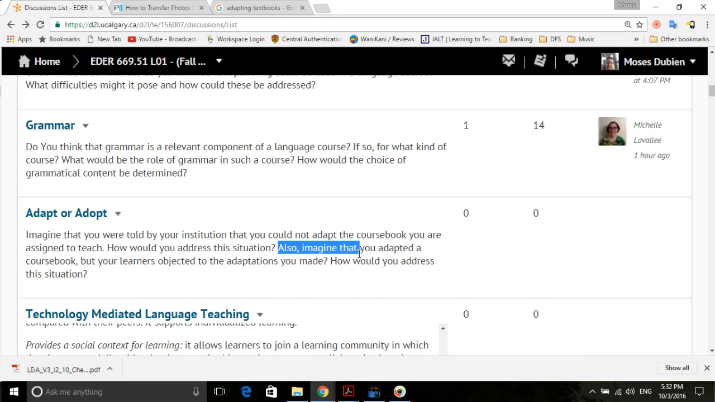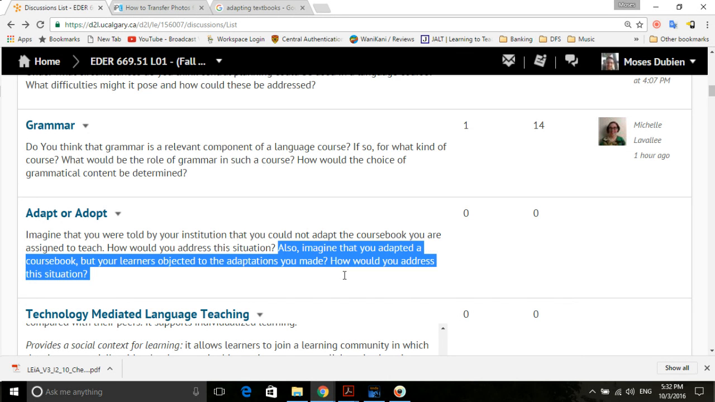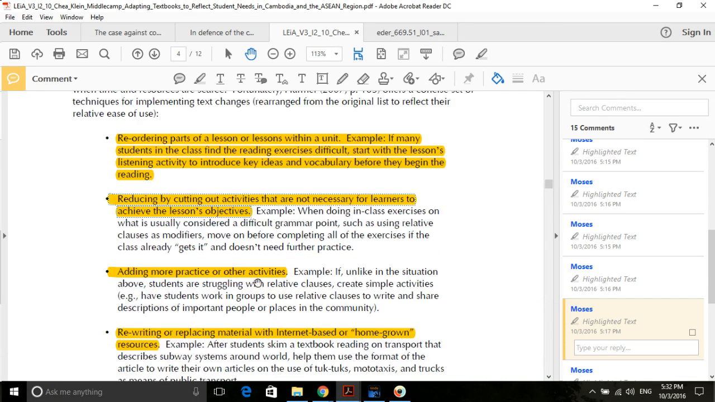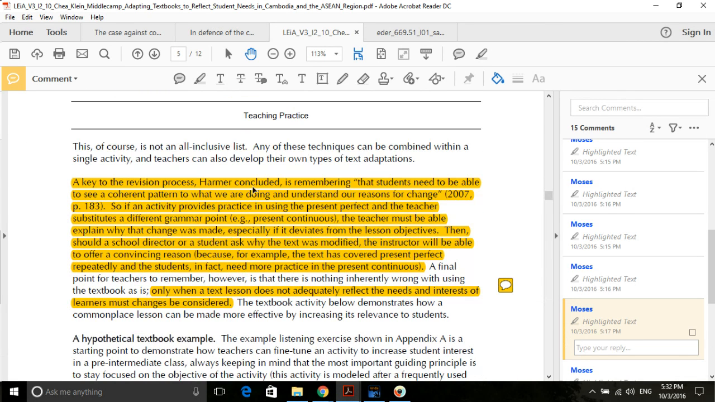Okay. Also, imagine that you adapted a course book, but your learners objected to the adaptations you made. How would you address the situation? So going back to this article, which I find a useful article, it notes right here, and I'm not going to quote directly because it'd be fairly long, but basically, paraphrasing from this article, you need to make sure the students understand the reasons why you're making changes. You're making adaptations from the textbook or omissions from the textbook.